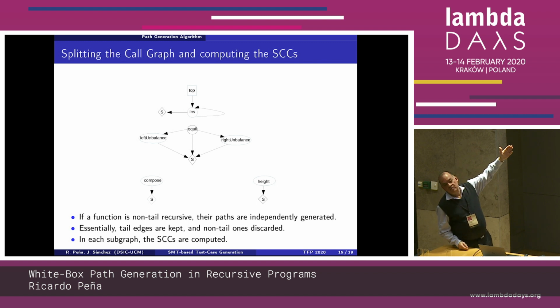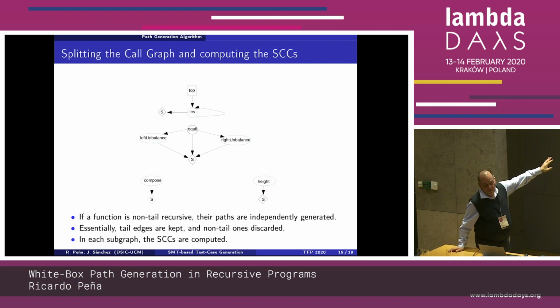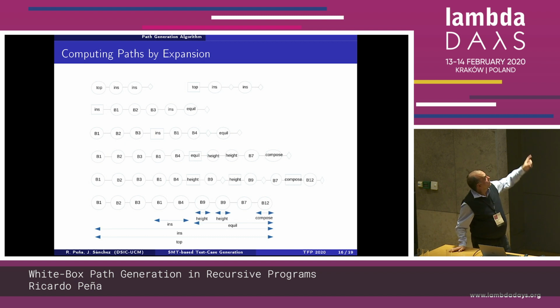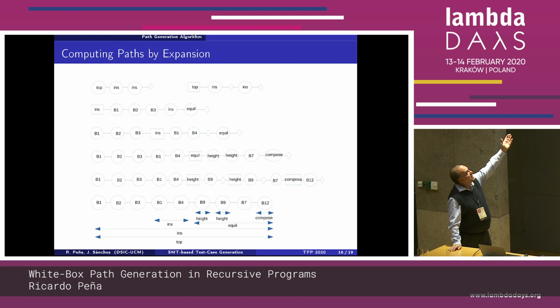This example is very simple, but in principle you can have many functions in a strongly connected component. Then the first part, you compute all the paths at depth 1, for instance, from the top function to its sink, and then you get top ins sink and top ins ins sink. Let's follow the first one. You have this top ins, and this is one path that represents a complete execution of the top function.